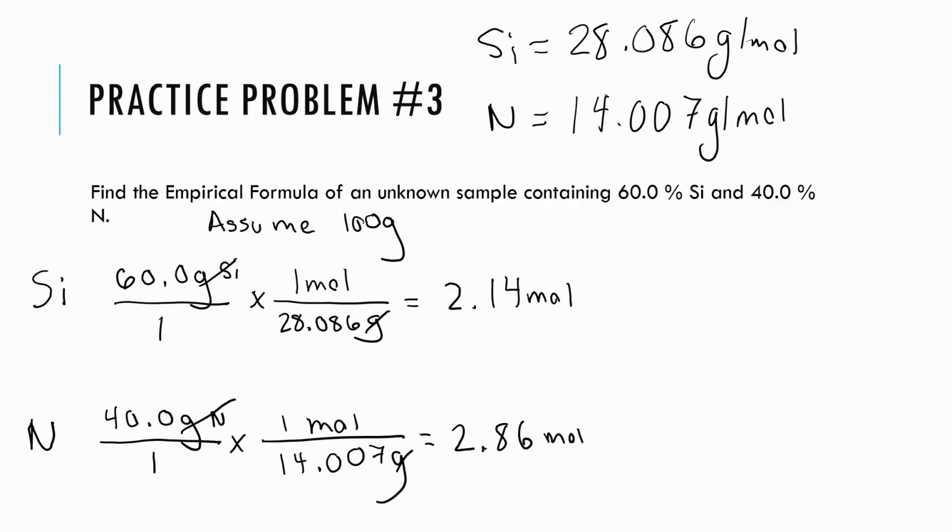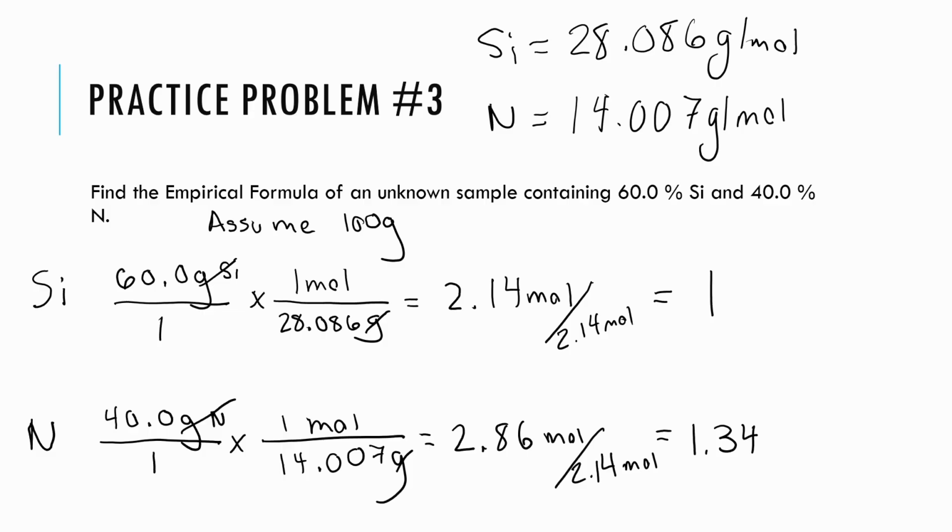Now again, we can't put Si 2.14 and N 2.86. They have to be whole numbers. So we are going to divide these both by that 2.14 moles. What we're doing is putting these in a ratio so that everything is in relation to silicon being 1. When we take 2.86 divided by 2.14, we get 1.34.